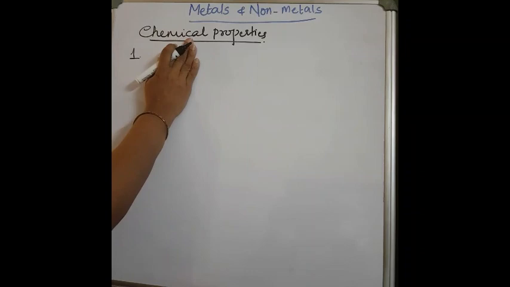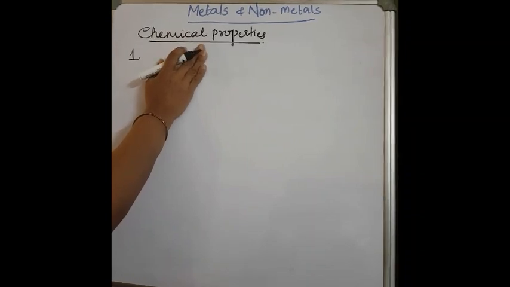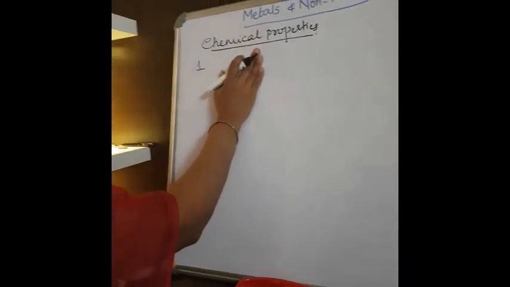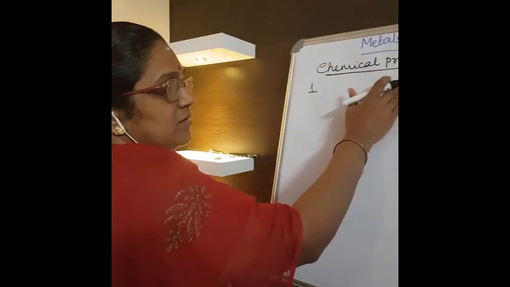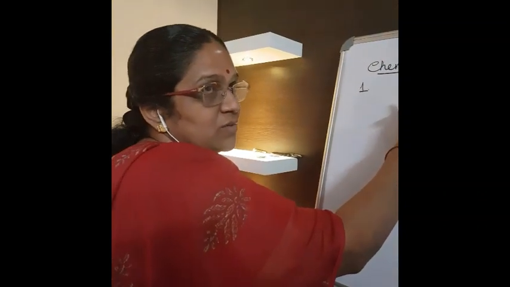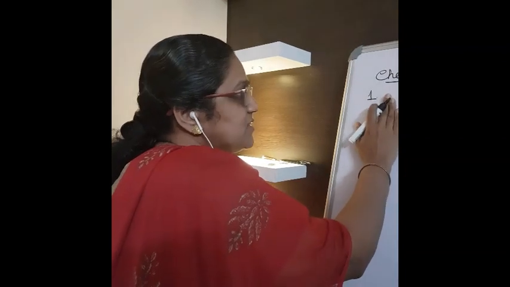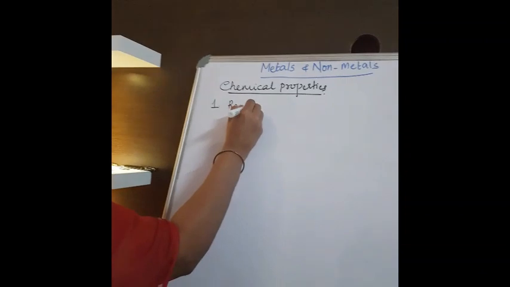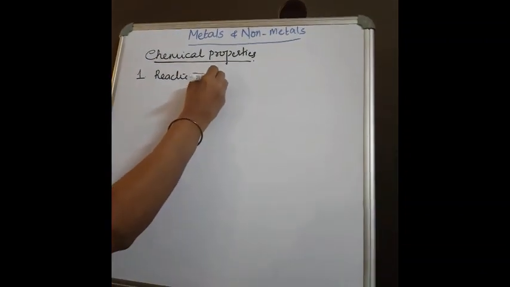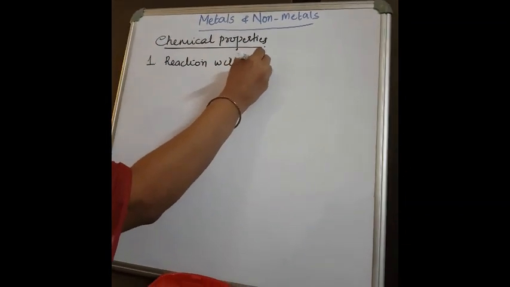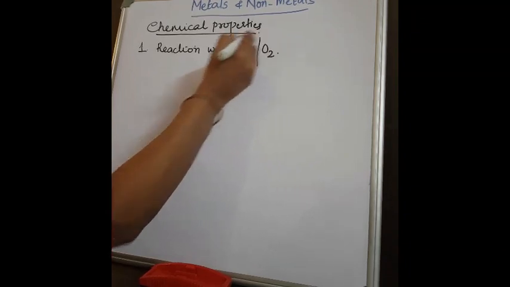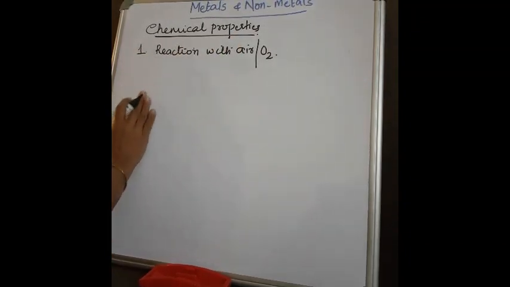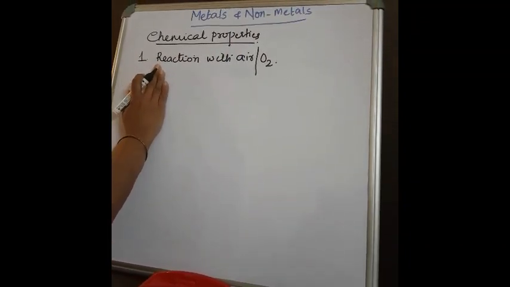First, chemical properties means the reaction of metals with air or water or oxygen, then acids, etc. Now the first reaction we are studying is the reaction with air. Air means you can also say reaction with oxygen. Okay, this is the first reaction.